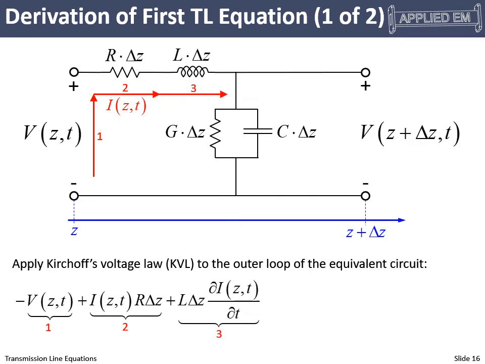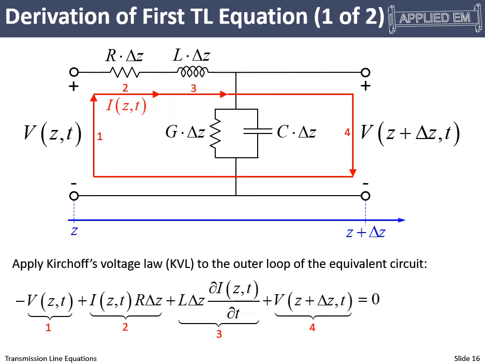Then we encounter our inductor. So again, we add L delta Z dI/dt. We just have a wire here. We keep going. Now we encounter the output voltage, and the first sign we come across is a positive. So we write positive V at Z plus delta Z, T. And that essentially completes our loop. So that is Kirchhoff's voltage law written around the outer loop of the model we're using for our transmission line.